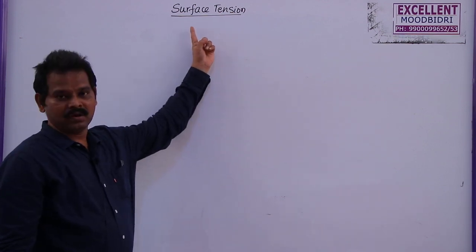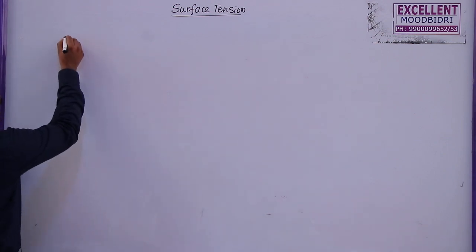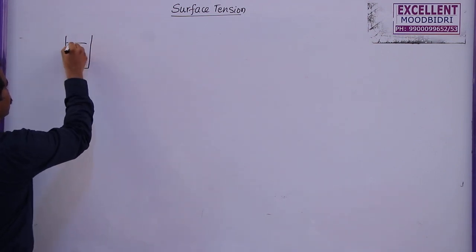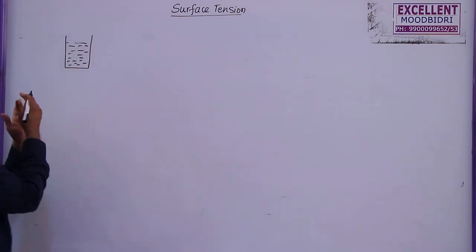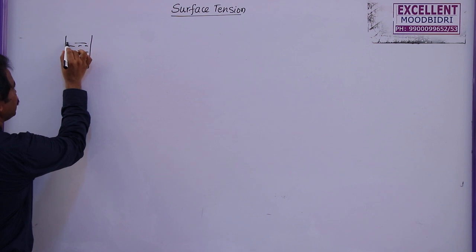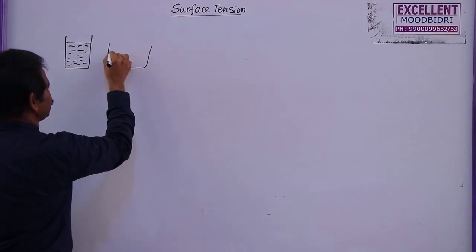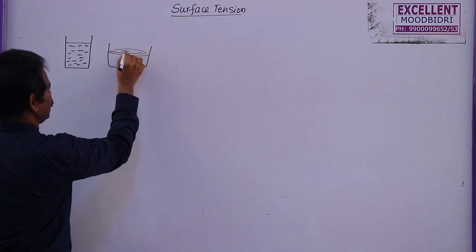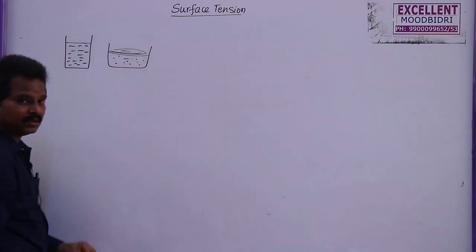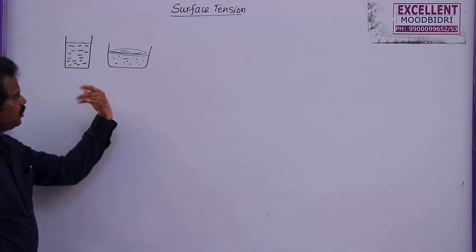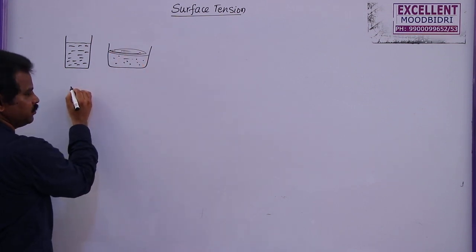This is a new topic in our mechanical properties of fluids, surface tension. Suppose you take a glass of water and leave it for some time, the upper surface will become thick. Or in the case of curd, the upper surface of the curd will become thicker than the inner surface. You can take any liquid, the upper surface always acts as a stretched elastic membrane.